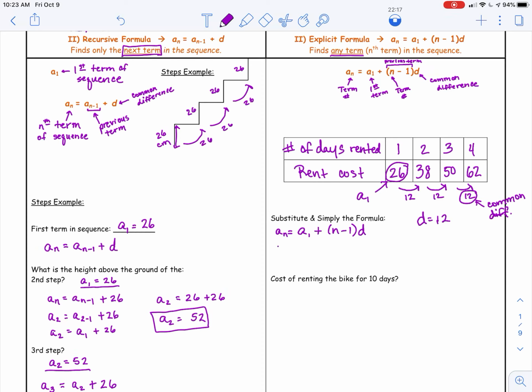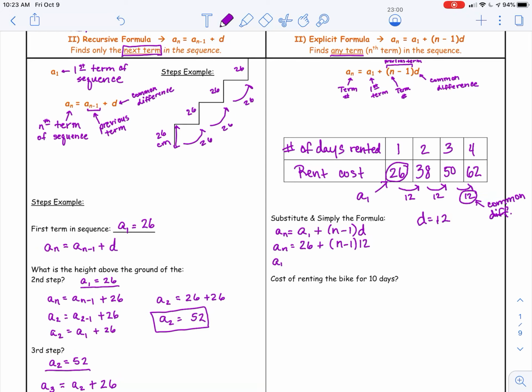All right, now let's fill in. We're going to substitute in what we know. Okay, we know that A1 is 26. Okay, this is for the nth term. I'm not actually solving here just yet for an actual amount of days. We're just writing the generic formula for this specific problem. Once we get this formula set, this formula can be used to find any term in your sequence. So let's continue writing this out. So I have 26 plus n minus 1 times the difference, which we know the common difference is 12.